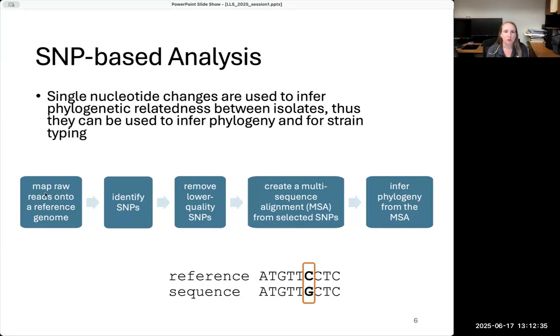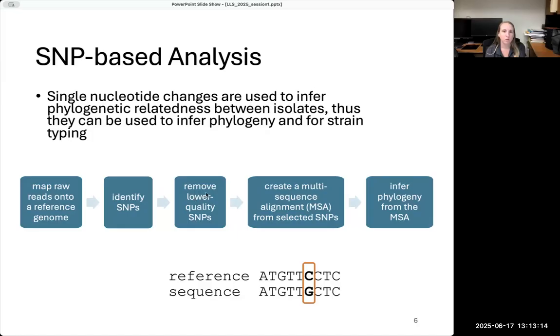So to do that, we're going to map those raw reads, like I showed you, to a reference genome. Again, it's kind of like little puzzle pieces. We're going to map them back where they go to a reference genome. And then the program would go through and identify the SNPs, so places where the nucleotides do not match up to that reference. So in this example down here, just a little snippet of it, if the reference sequence is ATGTTC, and then our sequence here would be ATGTTG. So right here in this position, that would be considered a SNP because the nucleotides are different.